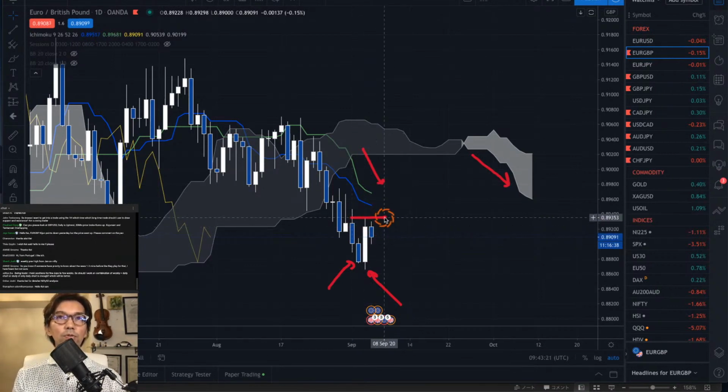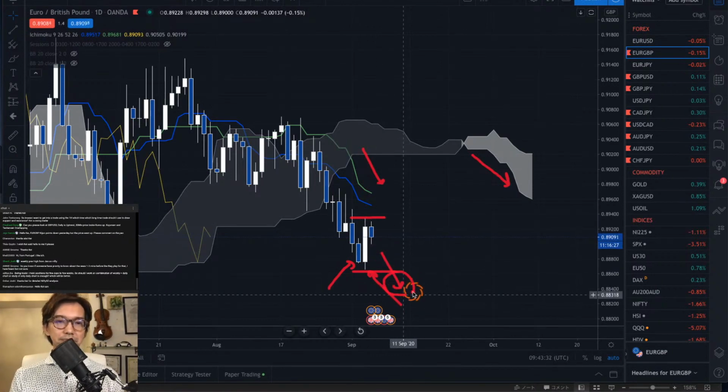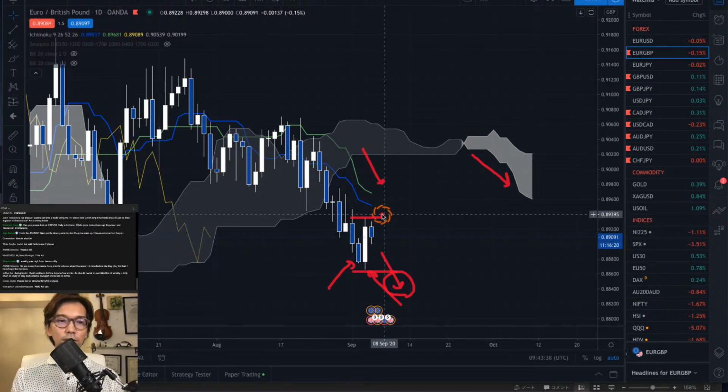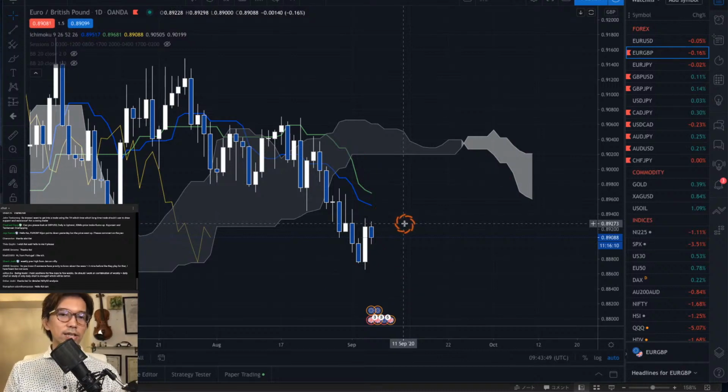In this case, I would wait for the breakout towards either direction. I mean, in this case, downwards. I will wait for the price to break downwards to look for continuation. If it breaks upwards, then I will wait for the price to break the Kijun-sen upwards. But this is very tricky. Overall, this is downtrending.